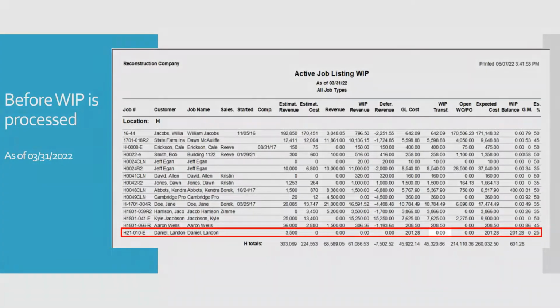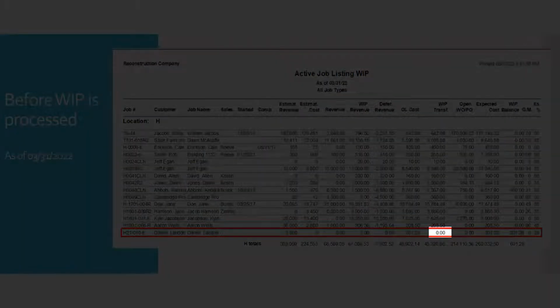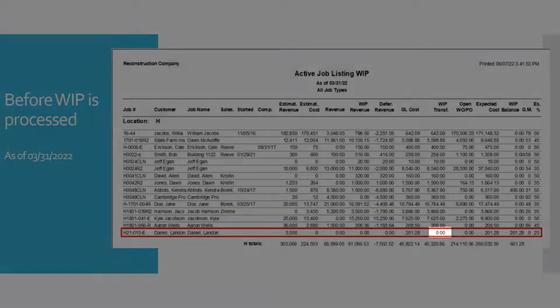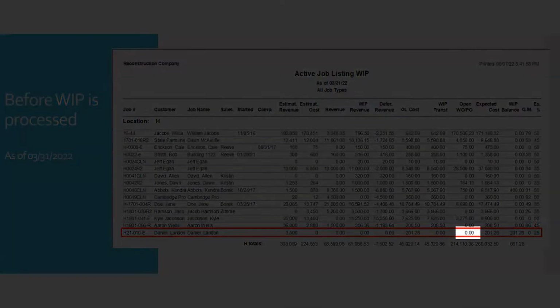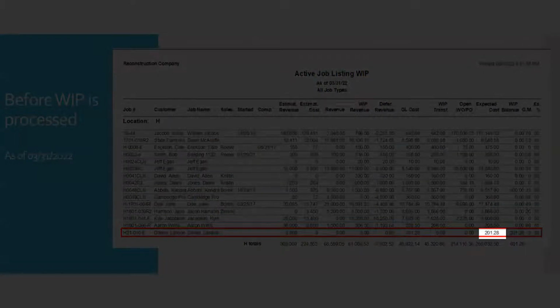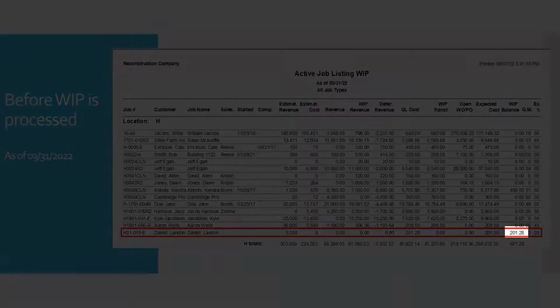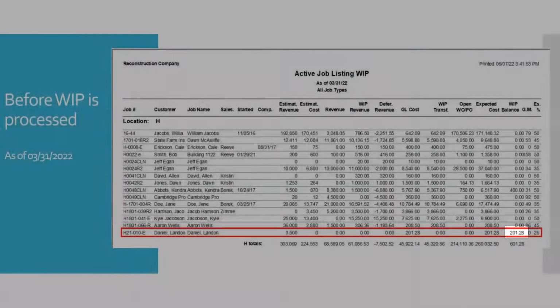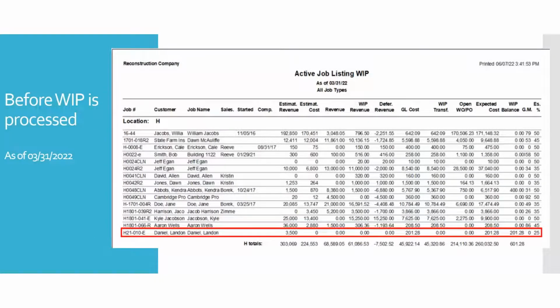Our general ledger costs, which is our actual cost, is $201.28. We have not processed WIP on this job yet, so there is 0 in WIP transfer, 0 open work orders. The expected costs based on the general ledger is $201, and then our WIP balance is $201.28. This WIP balance exists primarily because we have not processed WIP yet.